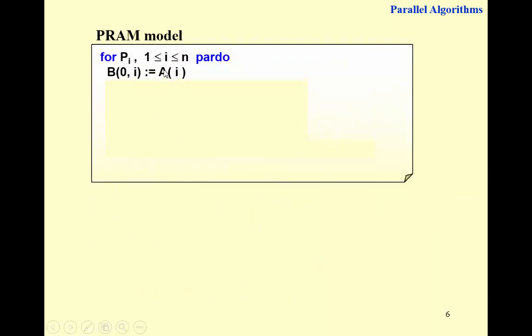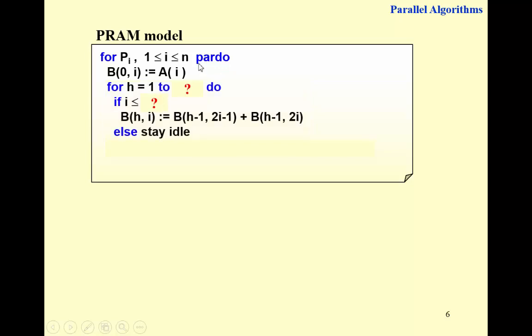Step 1, we're supposed to assign each A of i to B of 0i. It's the zeroth round. And this is Pardo. It takes only 1 unit time to get everything done. All right? And then still, inside this Pardo, we have this for loop for the rounds, right? h corresponds to the number of rounds, right?